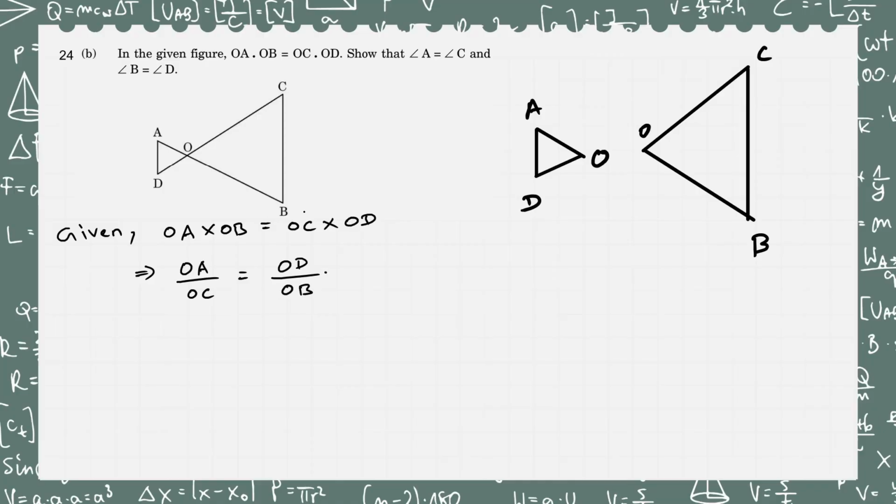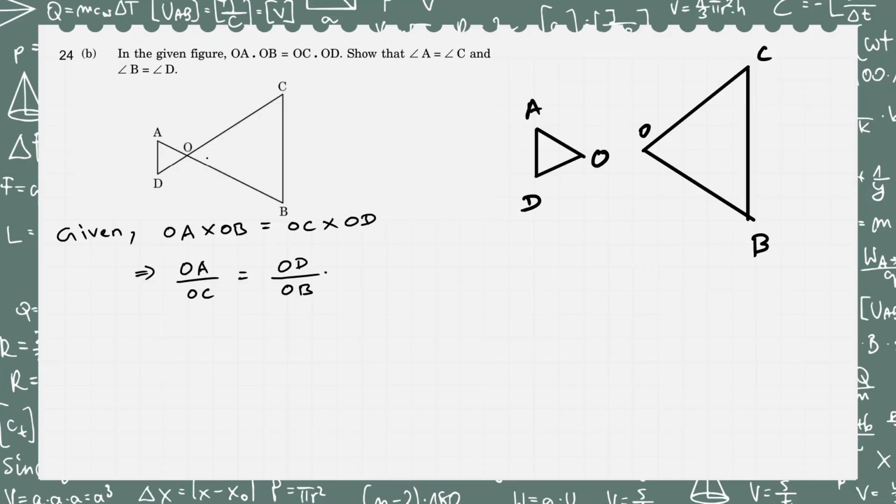So, hope you have understood. We are taking OC to the left side and OB to the right side. So, they will go to the respective denominators, and this is what we are having. Okay. So, what do you mean by this? The sides OA and OD from the smaller triangle and the sides OC and OB from the larger triangle are proportional to each other, right?